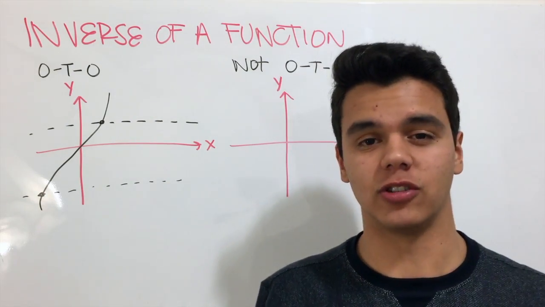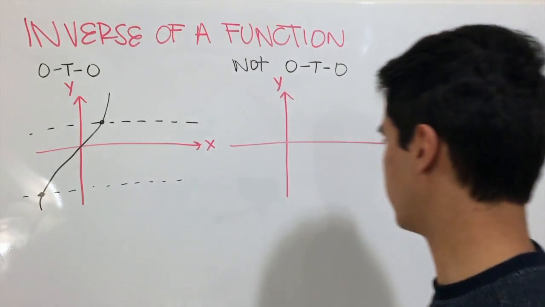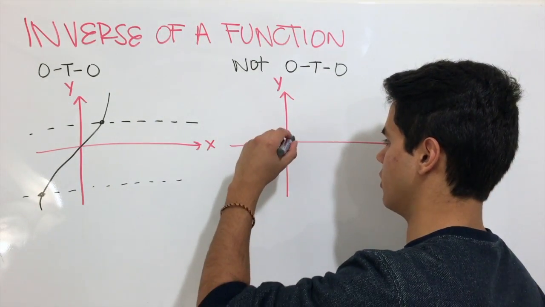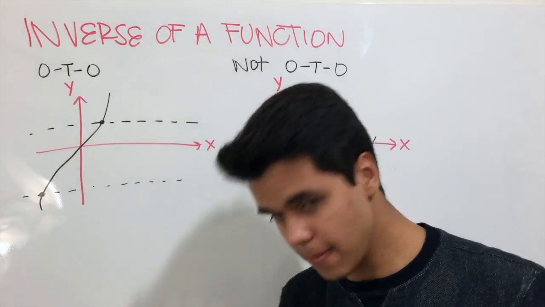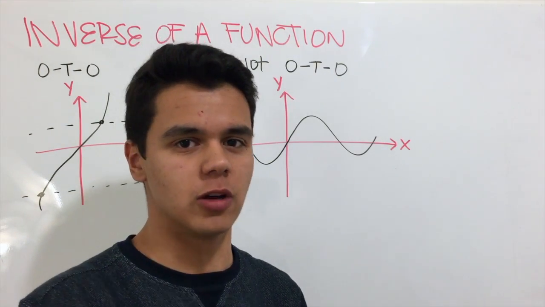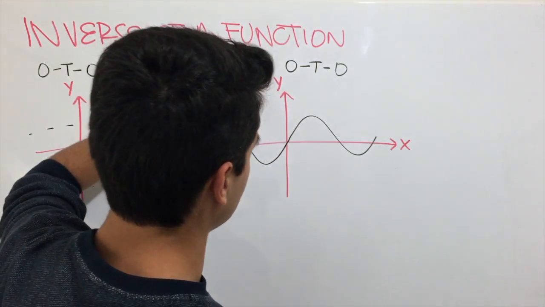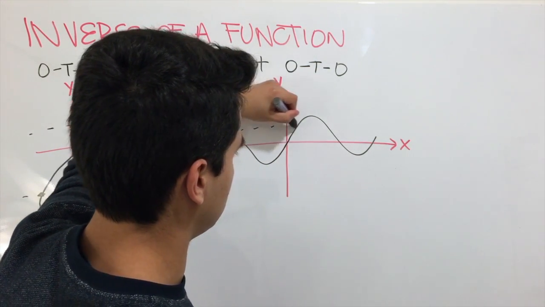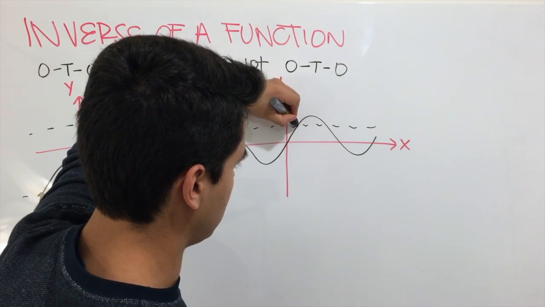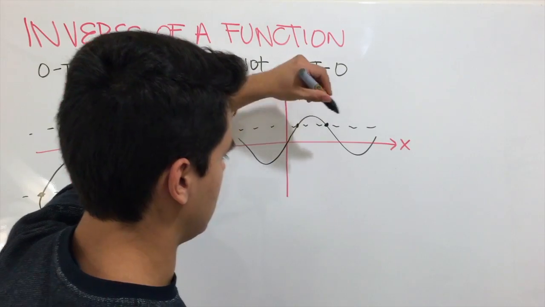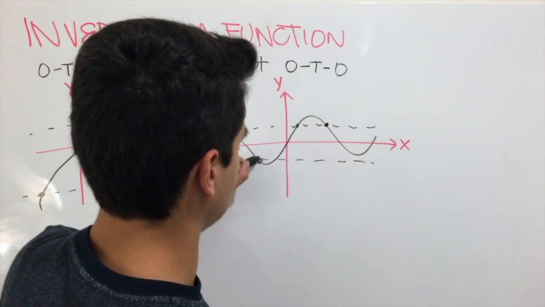Now, an example of a function that is not one-to-one is the sine function. The sine function is like this. Now, if we were to apply the horizontal line test to the sine function, we would see that, for example, here, it would cross it twice. So right here and right here. And same, for example, here. It would cross it here and here.